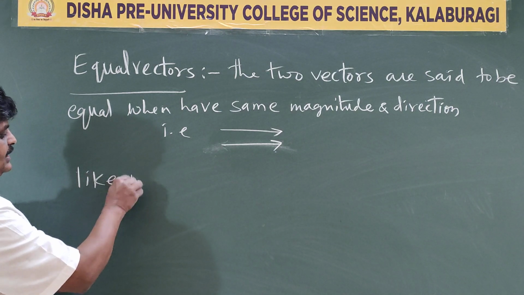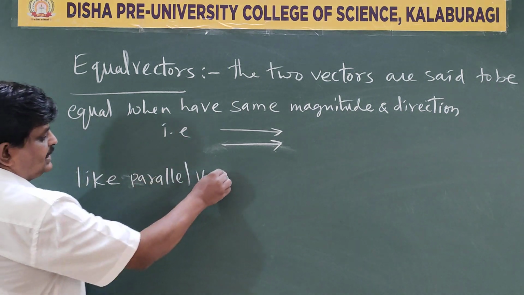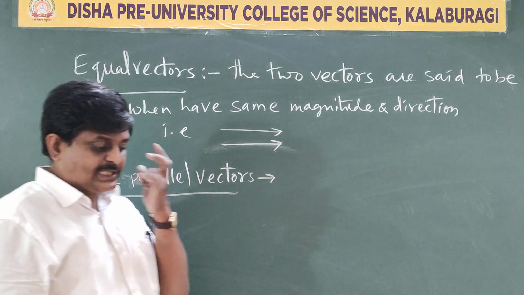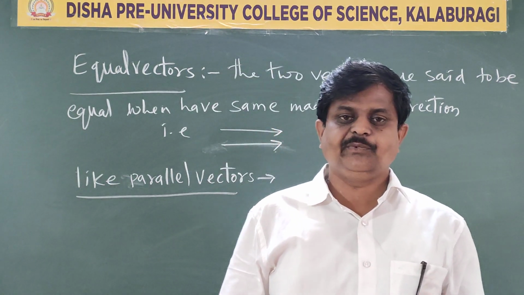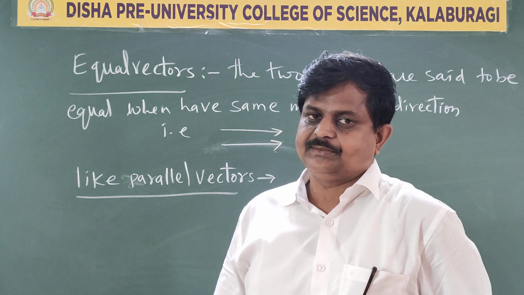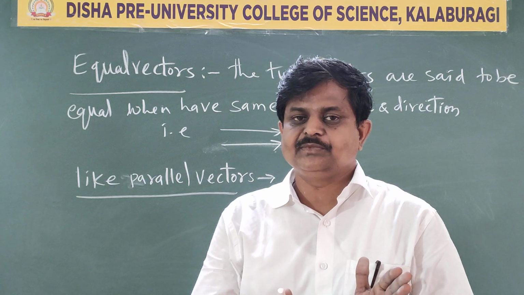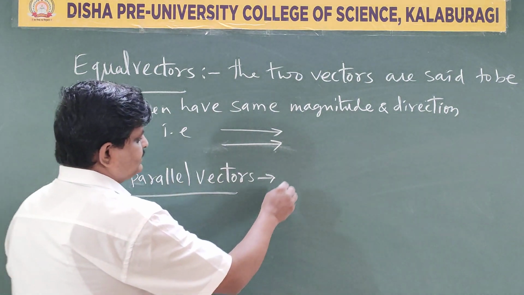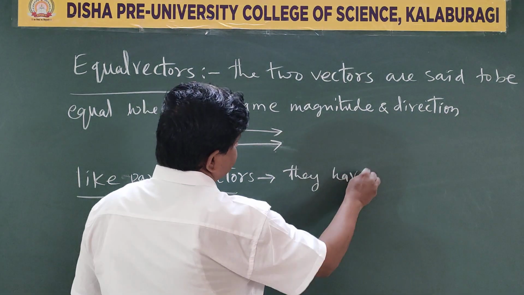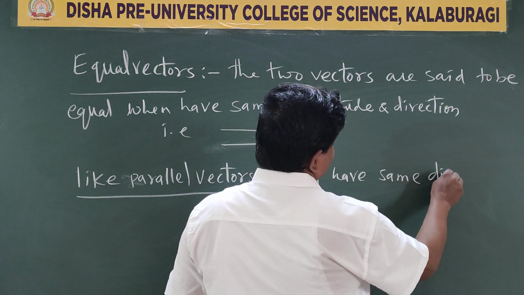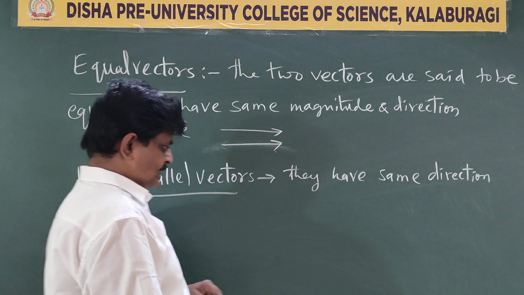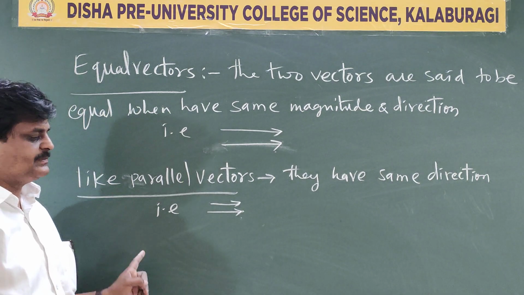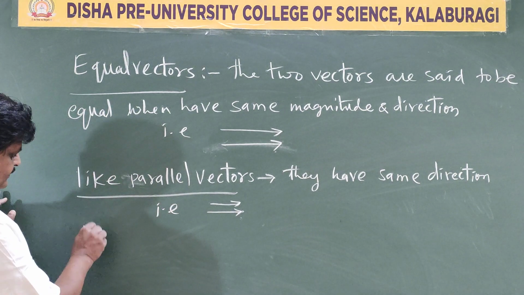Next, we have like vectors. Like, I would say, parallel vectors, meaning the line of action is parallel. Vectors are said to be like if they have the same direction, but another aspect is that the line of action must be parallel. Like parallel vectors have the same direction. These are all simple terms. Same direction, that is like this. Magnitude may or may not be equal, but what is mandatory? Direction must be the same.